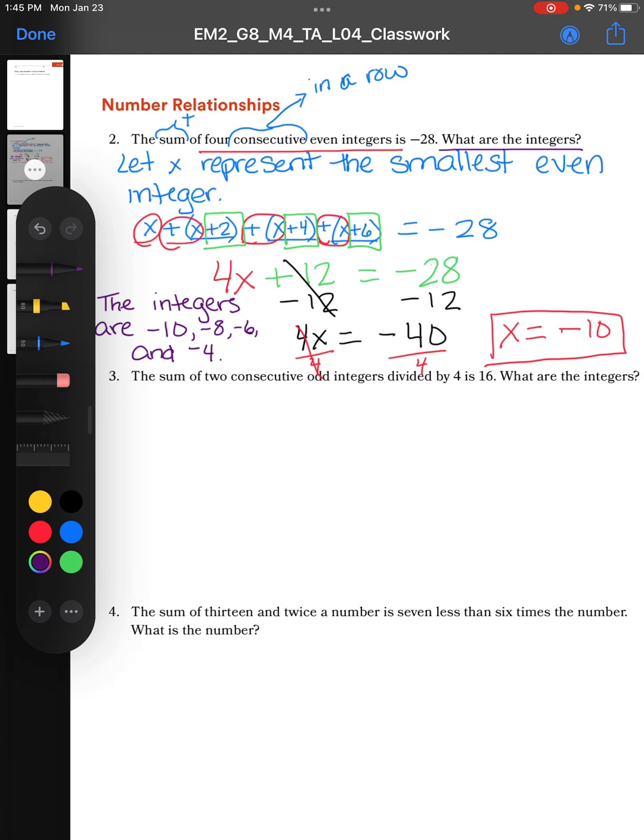So make sure you have a sentence, make sure we have answered the question, right? So my question was, what are the integers? The integers are negative 10, negative 8, negative 6, and negative 4.